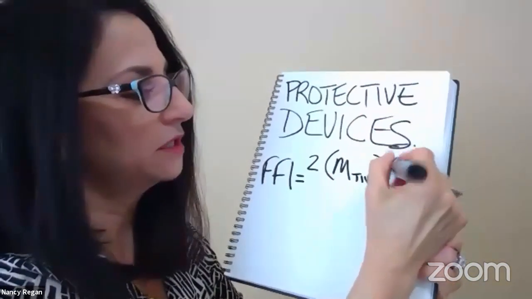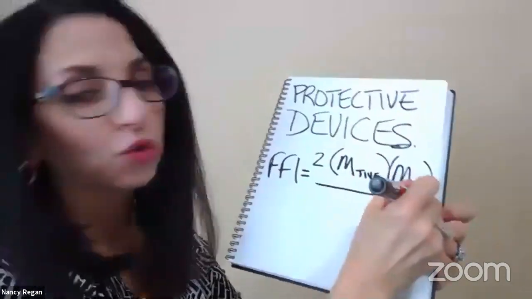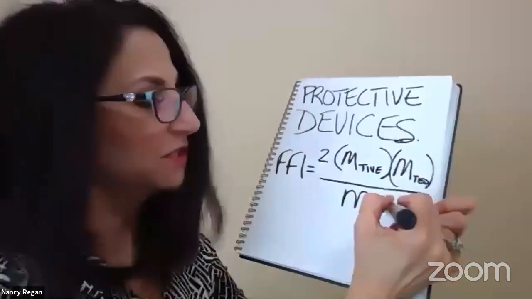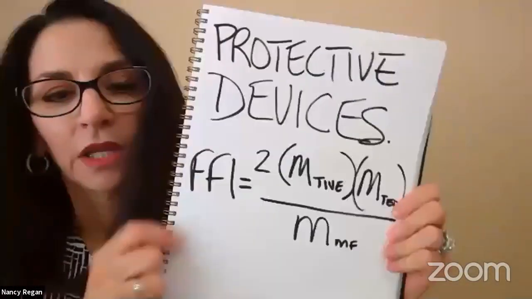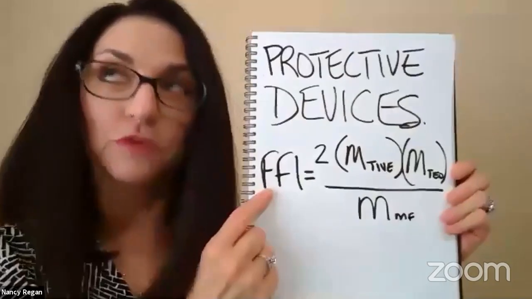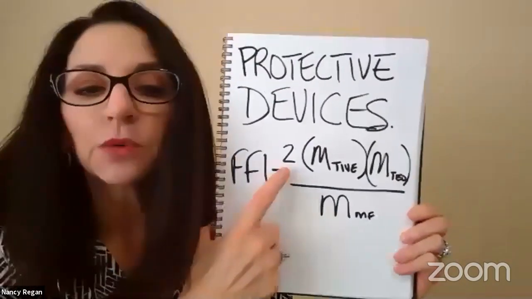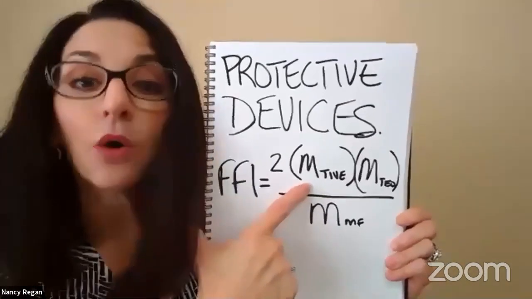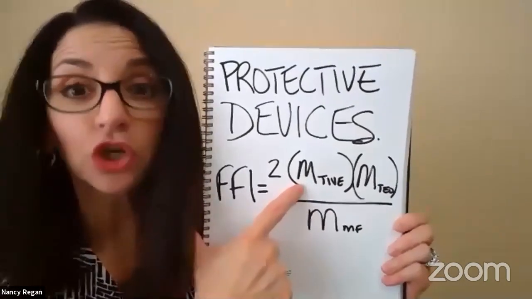Now don't let your eyes glaze over. I'm going to keep this simple. FFI, which John Moubray used to call FIFI, stands for failure finding interval, and it is equal to 2 times the MTBF of the device, meaning how often our pressure safety valve would stick closed.